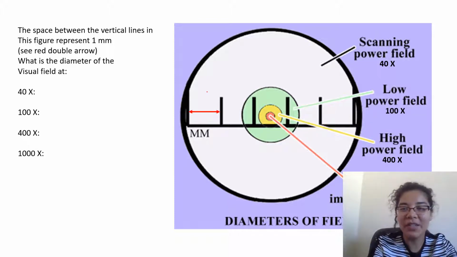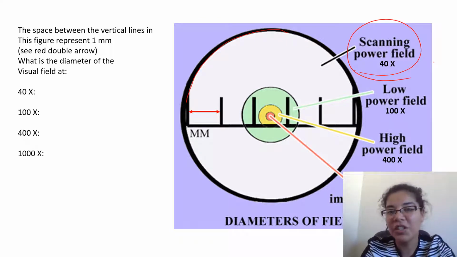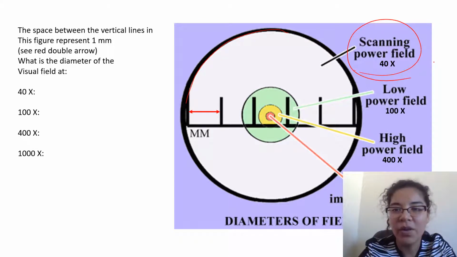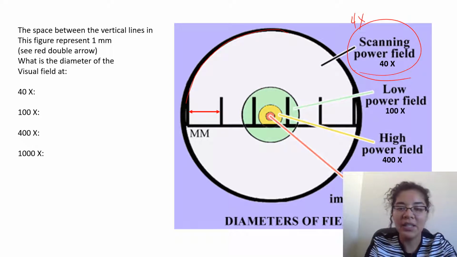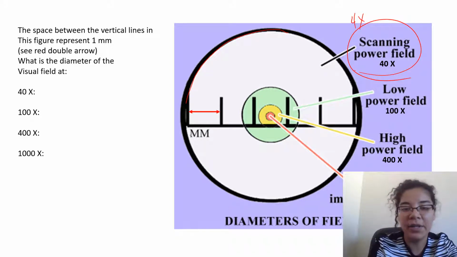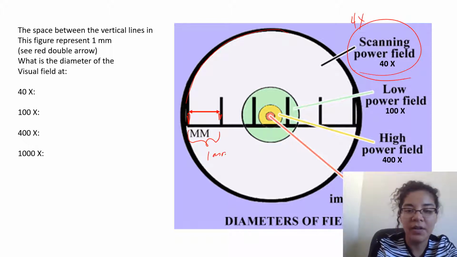So we look at the big circle right here, we see that that's a scanning power field. So those are objects that are magnified 40 times. We're in the 4x objective. Things are magnified a total of 40 times. And we see that that has a measurement. So from this line here to this line here, that's 1 millimeter.